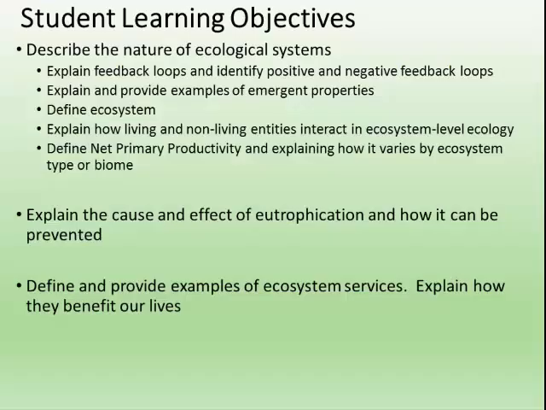The student learning objectives of this mini lecture are: describe the nature of ecological systems by explaining feedback loops and identify positive and negative feedback loops, explaining and providing examples of emergent properties, defining ecosystems, explaining how living and non-living entities interact in ecosystem-level ecology, defining net primary productivity and explaining how it varies by type of ecosystem or biome.